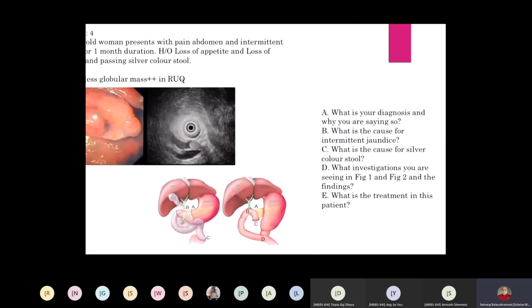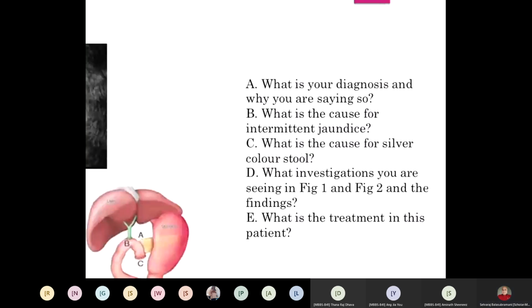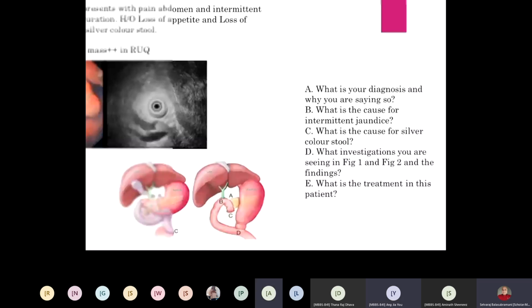What is the cause for the silver color stool? Can you tell me? Normally in obstructive jaundice, what color stool will you get? Pale color stool. But here I am telling silver color stool. What is the cause for that? Due to acholic stools with blood. With blood. Very good. Excellent. The acholic, pale color stool is mixing with blood. Where is the blood coming from?